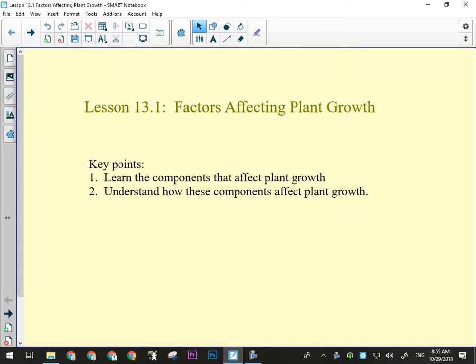That would be phototropism, growth in response to light, geotropism, growth in response to gravity, and thigmotropism, which is growth responses to touch. So we'll be looking at some factors there, and mostly it's common sense stuff. We've got to look at the components that affect plant growth and understand how those components can affect it.